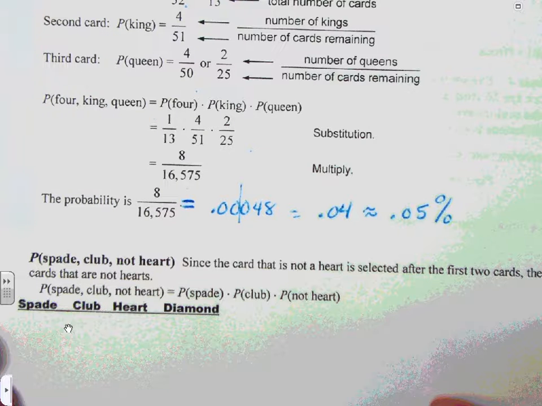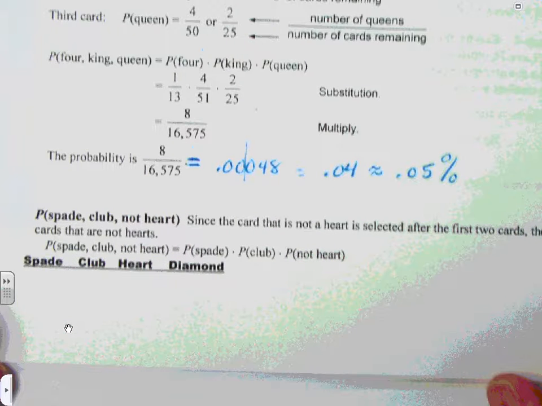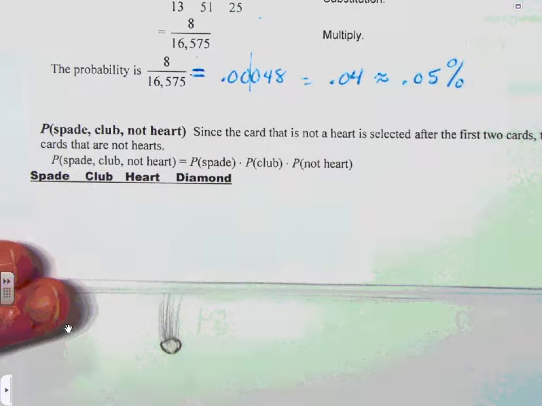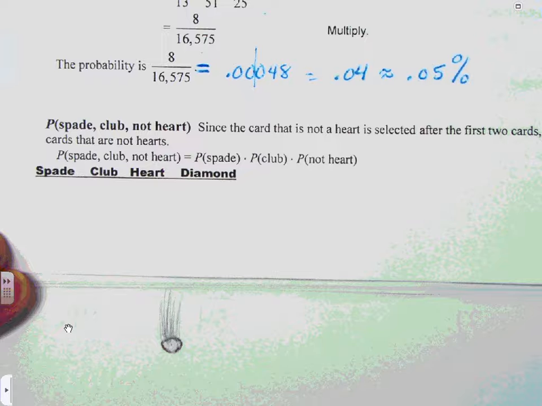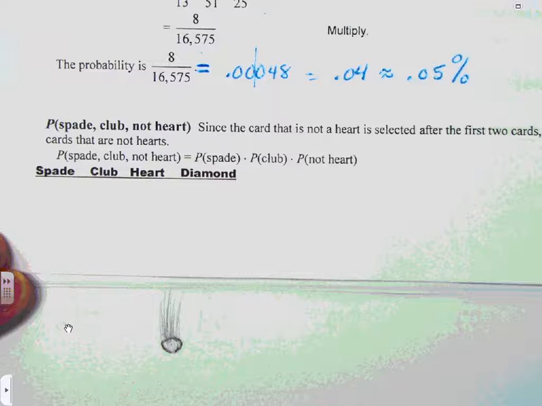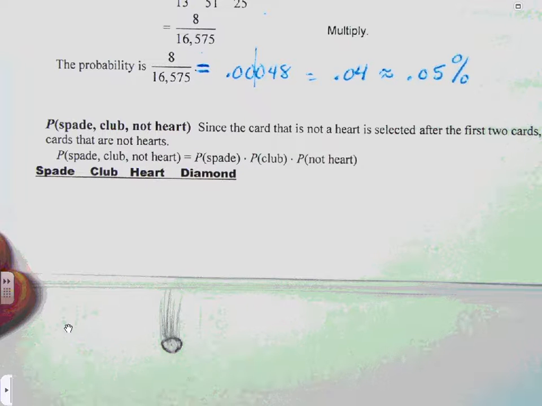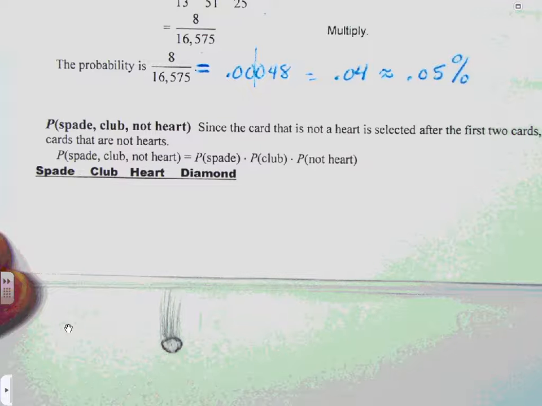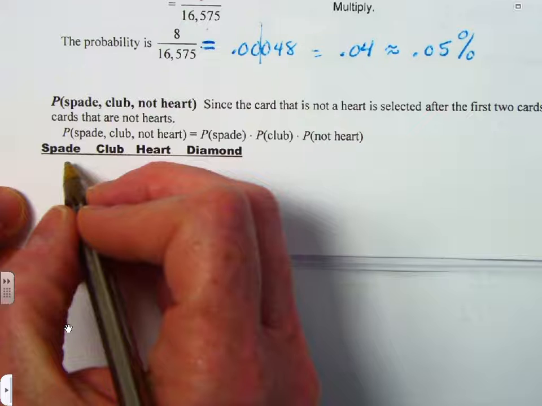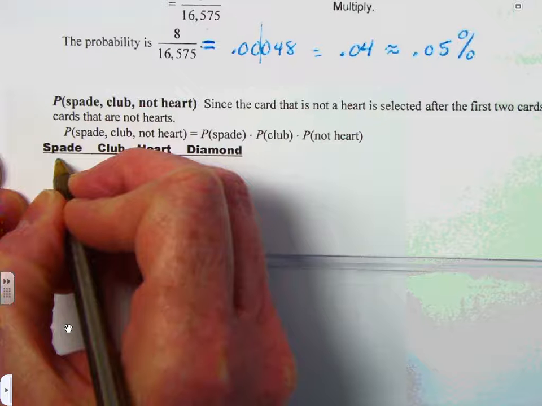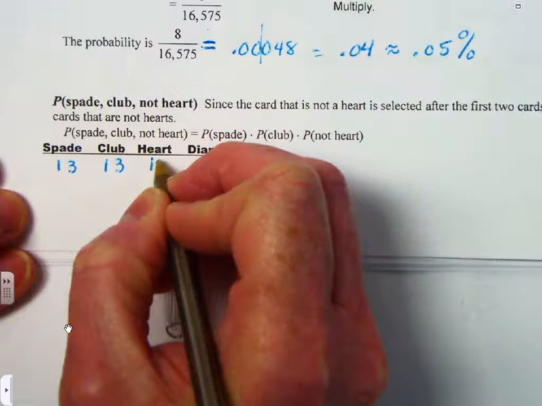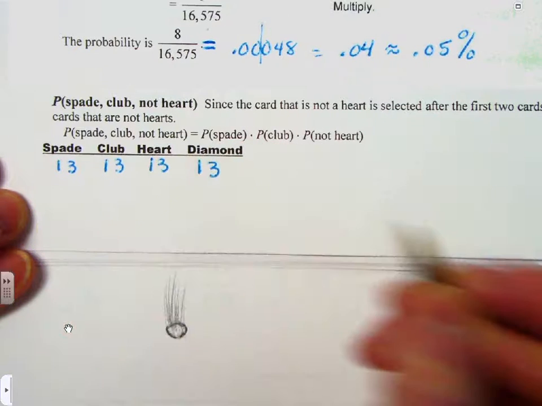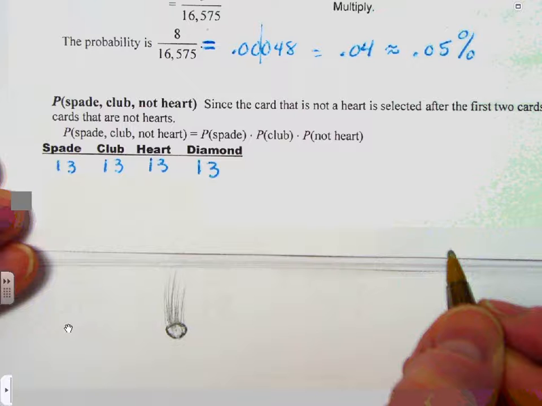Let's see if we can do this triad at the very bottom down here, sort of. What's the probability of choosing a spade, a club, and not a heart? Not a heart. Okay, and it has to go in this order from a deck of 52. So how many spades are there in a deck? 13 total. How many clubs? 13. Hearts and diamonds. Okay, I just put that there to help you get a visual.